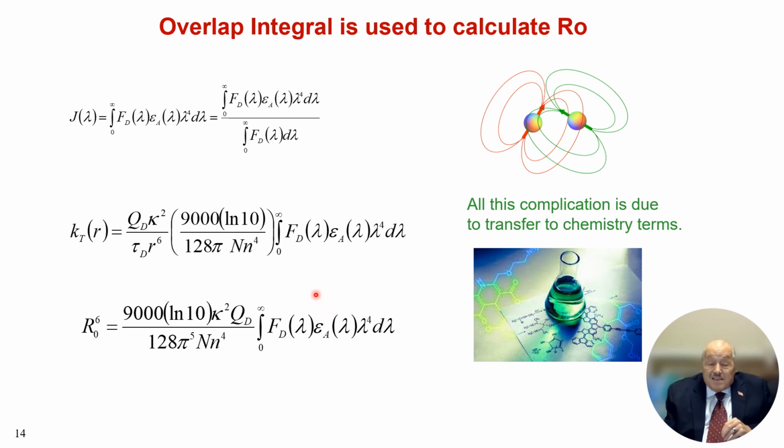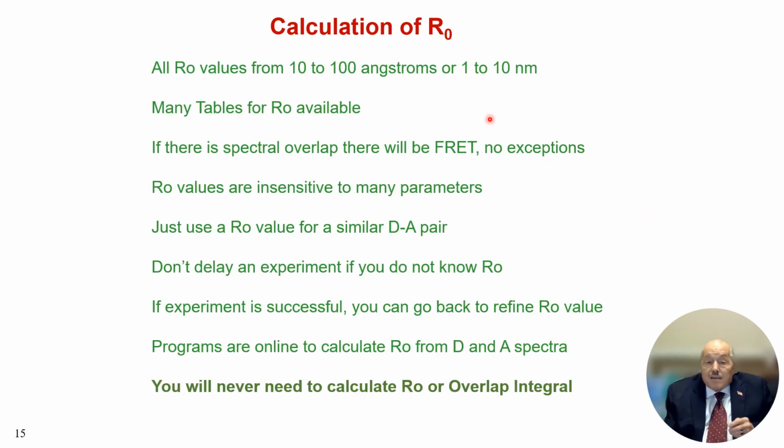That's always considered to be a problem in measuring Foster distances, but I hope I can convince you that it's not a big problem. It has to do with the angular overlap between the orientation of the donor emission and the acceptor absorption, and that affects the amount of energy transfer. Calculation of R0.